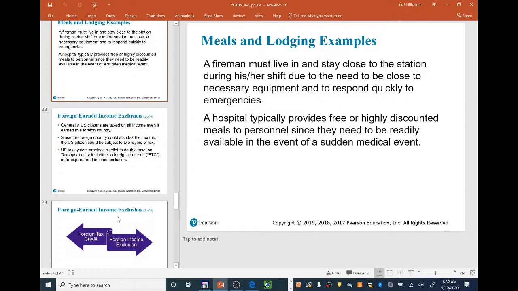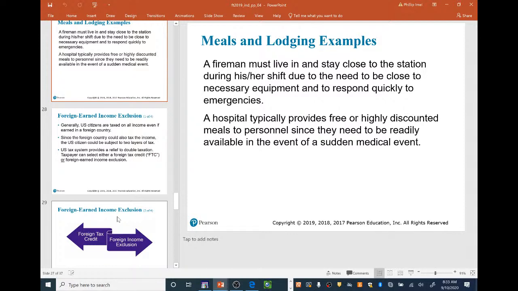Now let's talk a little bit about dependent care. Non-discriminatory dependent care provided by the employer is going to be excluded up to $5,000 annually. We talked a little bit about that earlier. I just want to give another example.